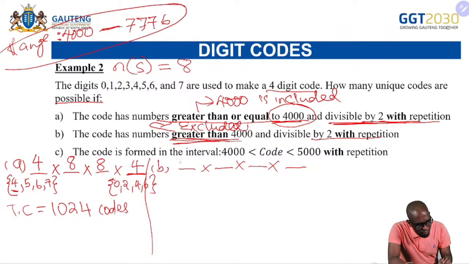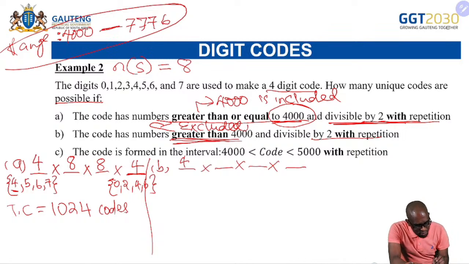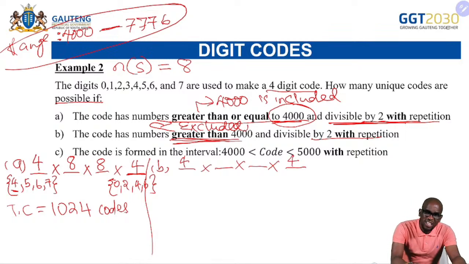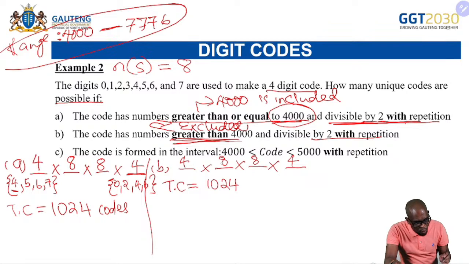So we still have 4 digits, 1, 2, 3, 4. Now we have 4 options of filling the first position, because in the first position we want numbers that are greater than 4,000. That would be 4, 5, 6, and 7. Those are the variables that would give us codes greater than 4,000. In the last position, since we are looking for codes that are divisible by 2, that would be 0, 2, 4, as well as 6. So here we'll have 8 and 8, because we are allowed to repeat. So the total number of codes in this case should be 1024. That would be 4 times 8 times 8 times 4.